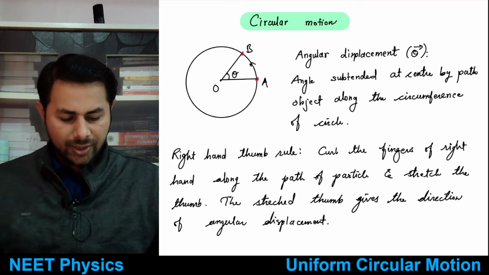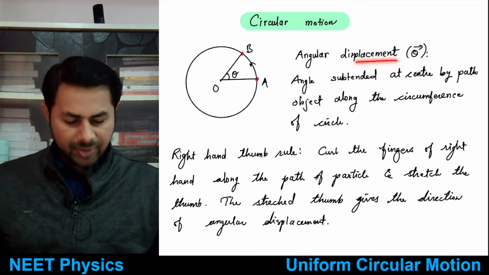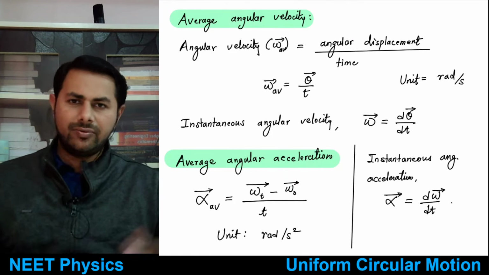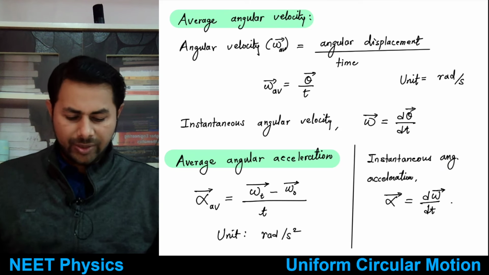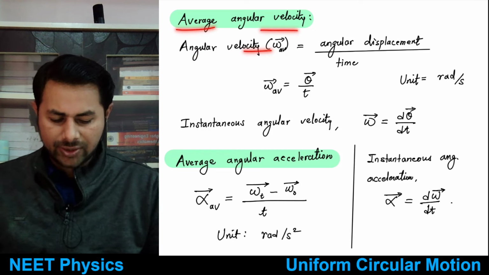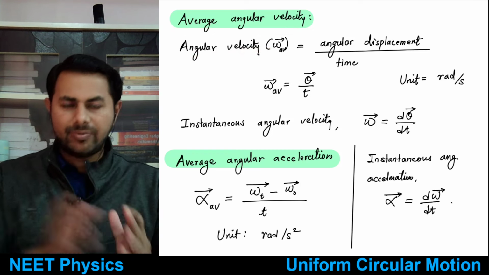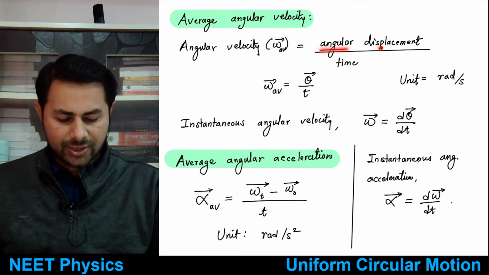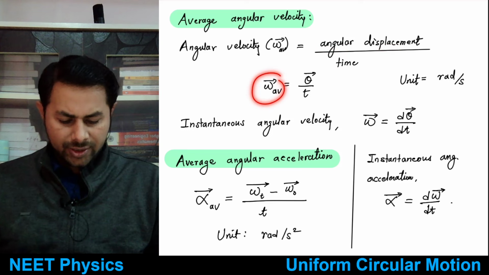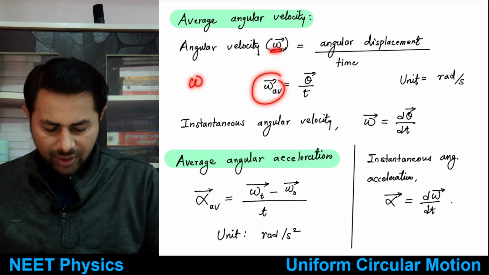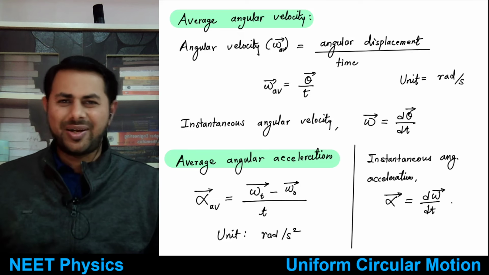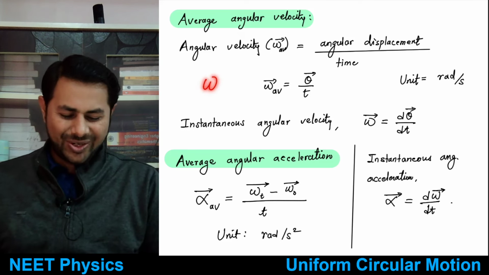All right, so this is angular displacement, and just like we define the linear velocity, which is displacement divided by time, we define angular velocity. Now this is average angular velocity, so it is just total angular displacement divided by time. So omega, this letter is called omega. It looks like W, right? There is no difference between omega and W, but we call it omega.